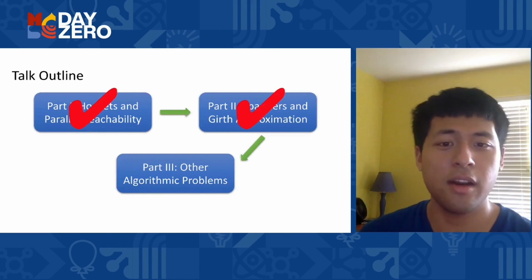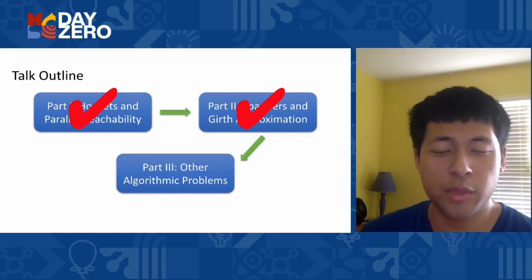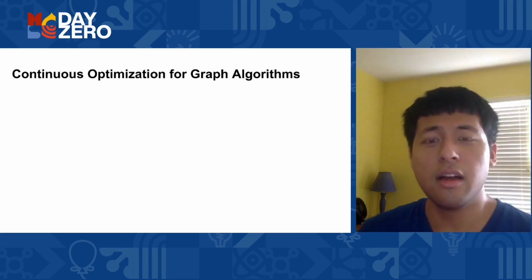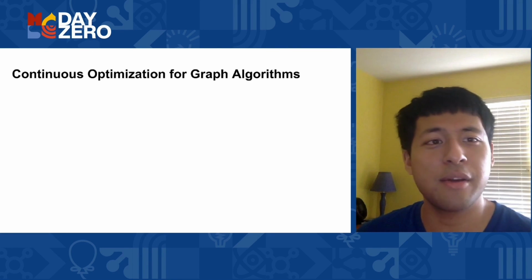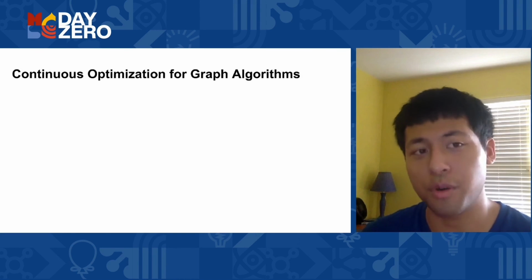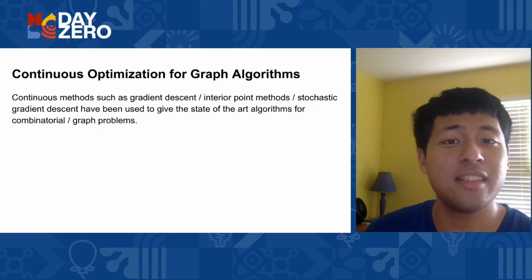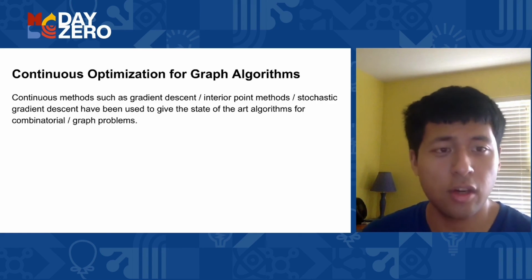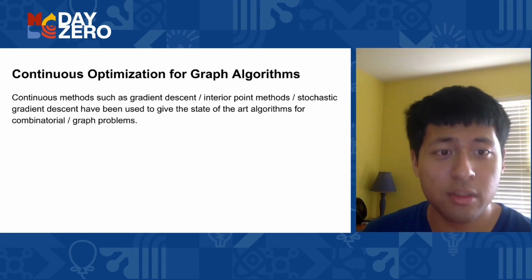So that wraps up the second part. And finally, I'm just going to give an overview of several other areas of algorithmic research that I personally find very interesting. Another area I work a lot in is continuous optimization for graph algorithms. The goal of this area is whether we can use continuous methods such as gradient descent, interior point methods, or SGD, any of the variations, to give provably efficient algorithms for combinatorial graph problems.